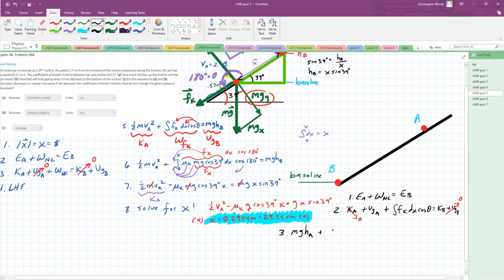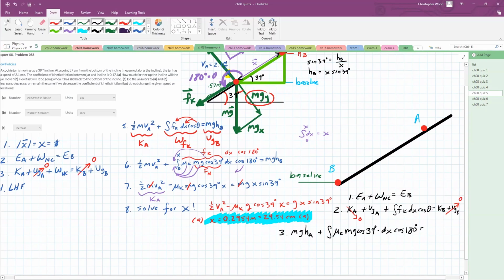Plus, and then here's business as usual. Ready? The kinetic friction force is mu sub K times F sub N. Here's F sub N, mg cos theta. So what I have there in the integrand, actually, it's cosine of 39 degrees. All right, I just wrote down F sub K times dx cosine of 180 degrees. That's all.